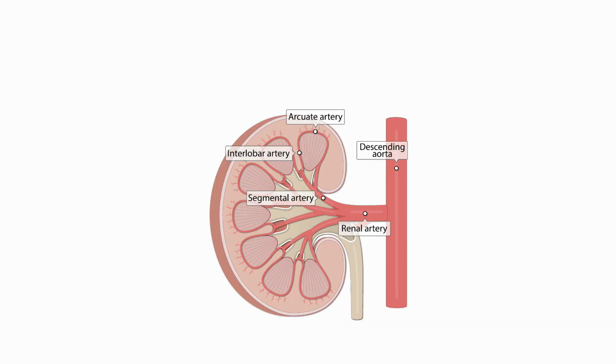Okay, and this is a picture to help you understand the arteries within the kidney. So you have the aorta, the descending abdominal aorta. You can see the renal artery is going to branch off of that and go to the kidney. So first, you're going to have the segmental arteries within the kidney. You'll have the segmental artery, and then interlobular artery, and then arcuate artery within the kidney.